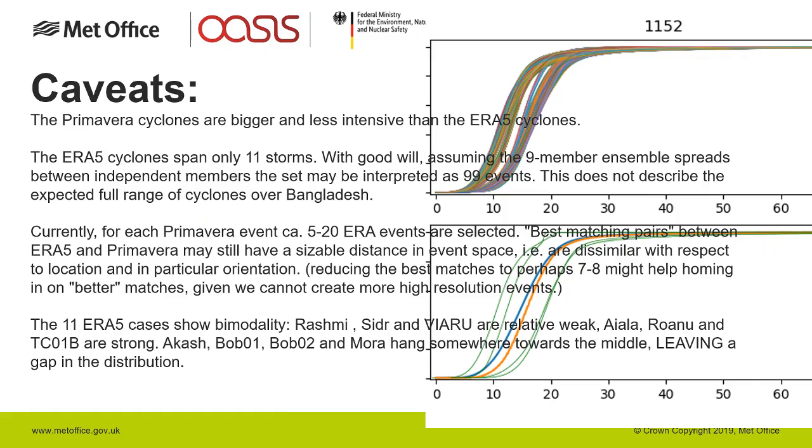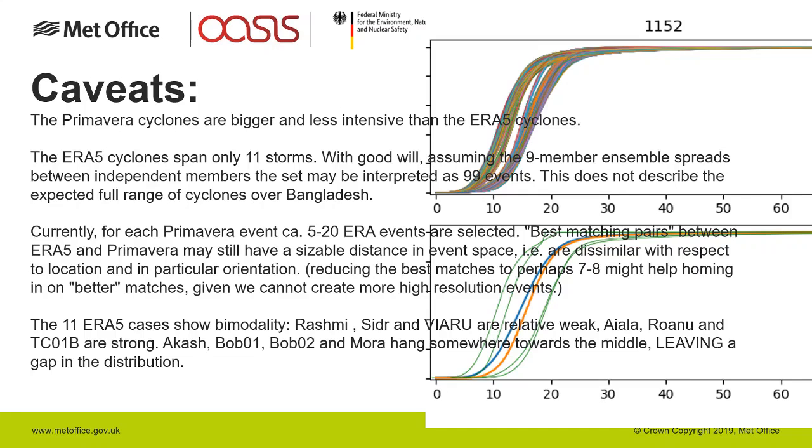The Primavera cyclones are bigger and less intense than the ERA5 cyclones. The ERA5 cyclones span only 11 storms. With goodwill and assuming the 9-member ensemble spreads between independent members, the set may be interpreted as 99 events. This does not describe the expected full range of cyclones over Bangladesh. Currently, for each Primavera event, circa 5 to 20 ERA events are selected.